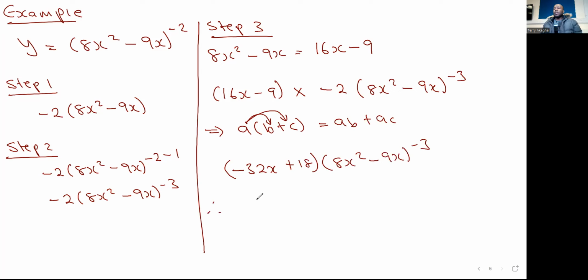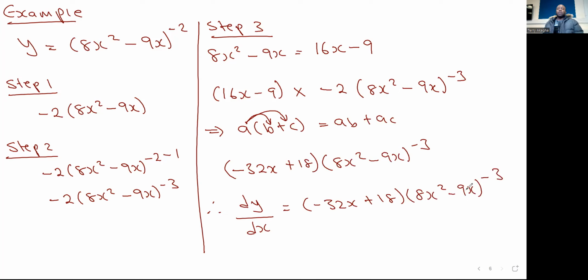So we can now say dy over dx, when you differentiate this, the answer you have will be minus 32x plus 18, and we have 8x squared minus 9x all raised to the power minus 3. And that is that for that.